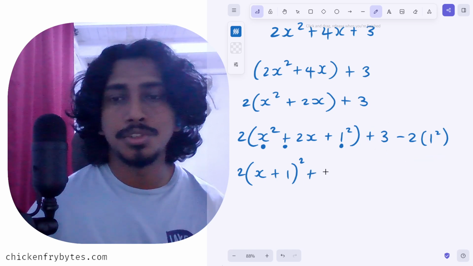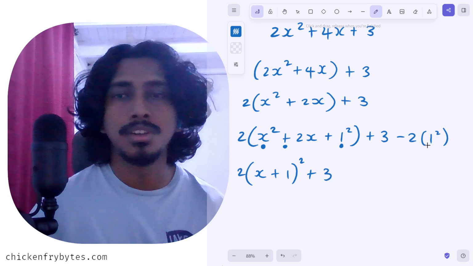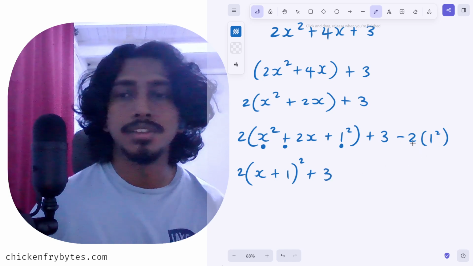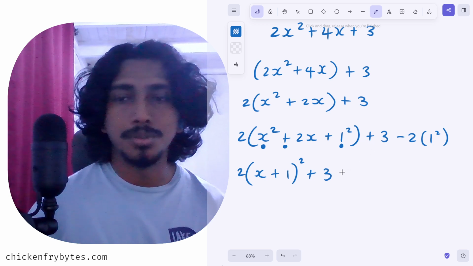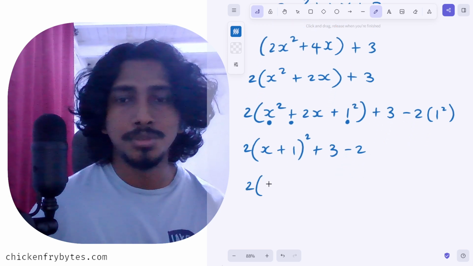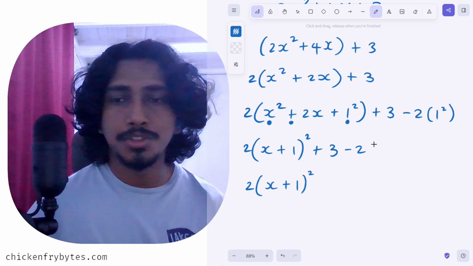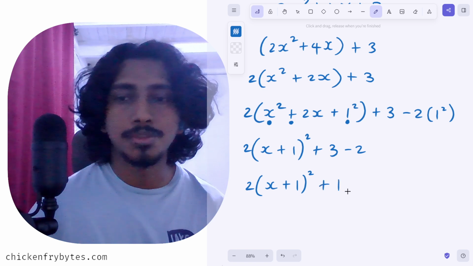And so we have plus 3. Now we have minus 2 times 1 squared. 1 squared is 1. Negative 2 by 1 is negative 2. So we can write minus 2. And we basically finish, right? This will give us 2 into x plus 1 all squared. And plus 3 minus 2, you just have a plus 1.